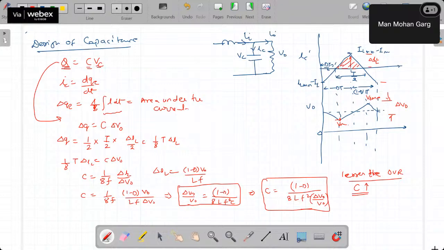No. Current ripple is normally 20% to 40%, it will vary. If we decrease the current ripple to 1%, 2%, then our inductor will be very heavy, very heavy. So ripple in the inductor of 20% is okay. So any more questions? Please share in the chat.